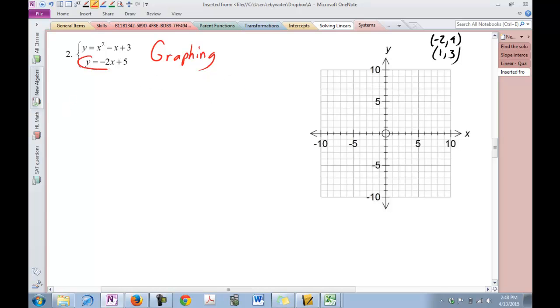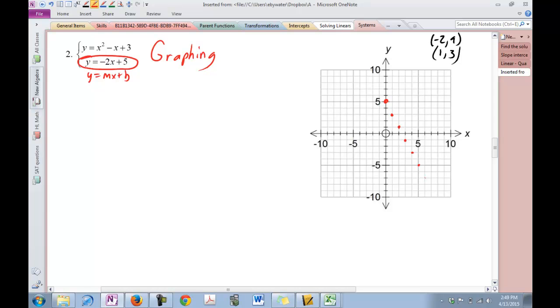You know what? I'm going to go ahead and start with the linear equation first because it's already ready to go and that's easy. So I'm going to go ahead and do my y-intercept. This is just simply y equals mx plus b. Y-intercept is 5. So put my y-intercept down. And then I got my slope, which is negative 2. So I go down 2 to the right 1. Notice that if I have a negative slope, if I go from left to right, it's going down. Okay, so left to right, going down.